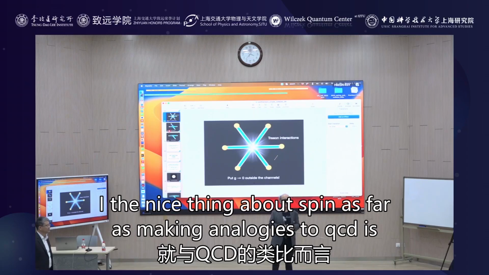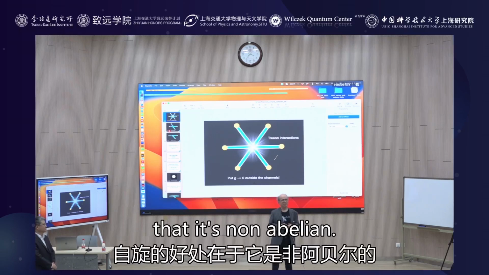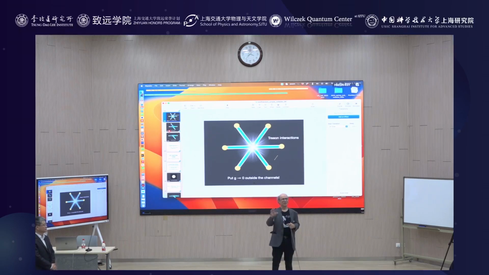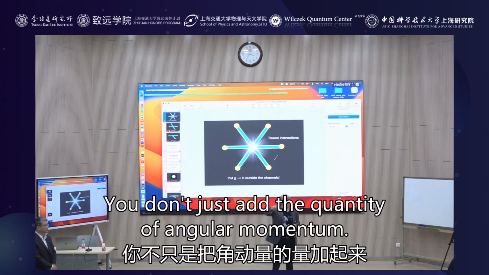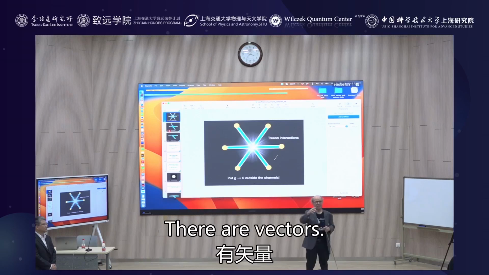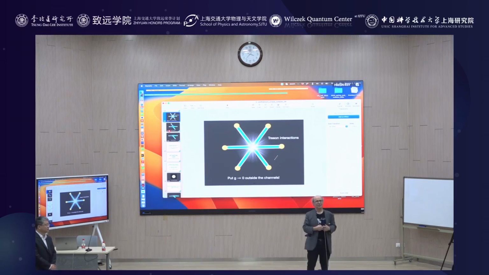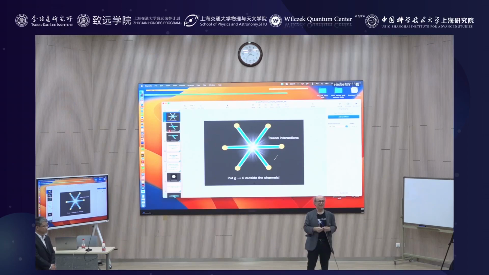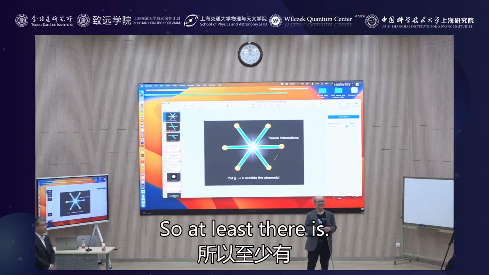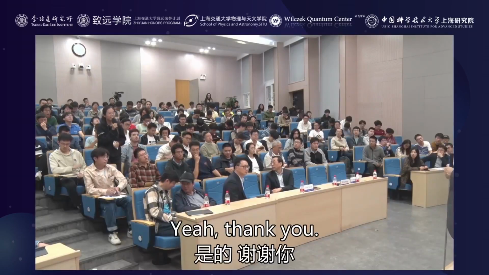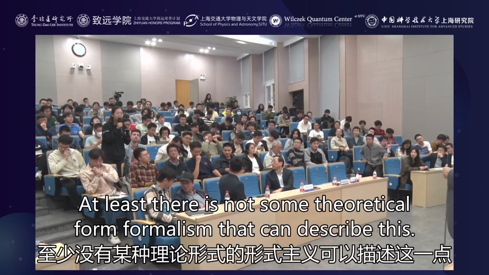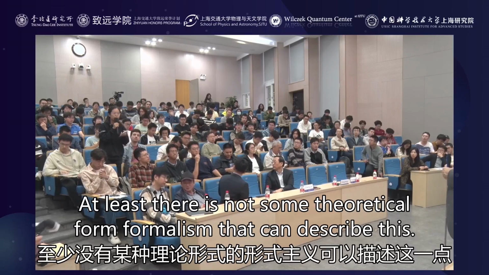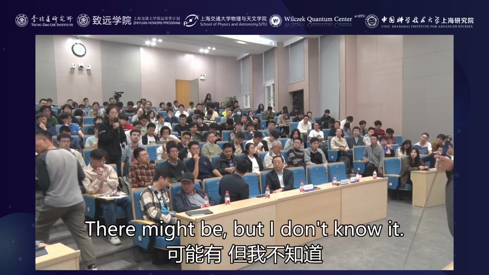The nice thing about spin, as far as making analogies to QCD, is that it's non-abelian. Right? When you add angular momenta, you don't just add the quantity of angular momentum. They are vectors, and so there might be some interesting analogies to spin, but I don't see it immediately. Good question. At least there is not some theoretical formalism that can describe this. Well, there might be, but I don't know it.